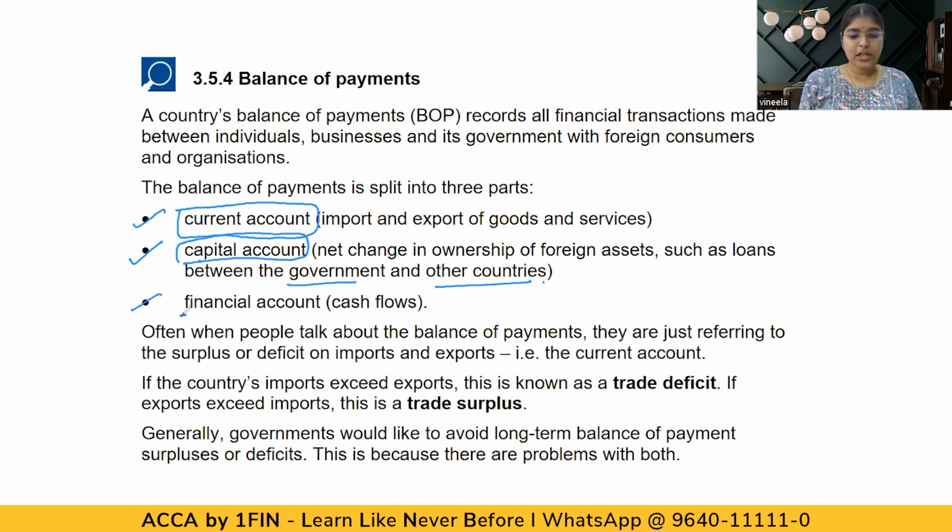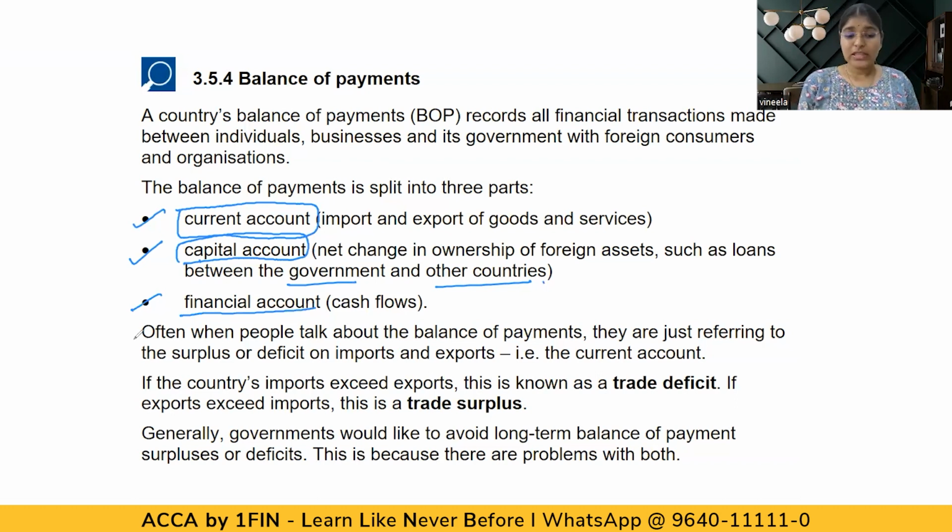Next one is financial account, cash flows. The cash coming in, the cash going out, the US dollars coming into the country, the rupees going out of the country. Anything in the form of cash flows will come under your financial account. So make sure you understand balance of payments is divided into three types. The first one is current account, which deals with imports and exports of goods and services. Second one is capital account, which speaks about the foreign assets or loans by the government with other countries. The third one is financial account, the cash inflows and outflows.